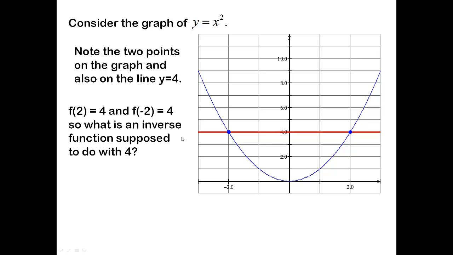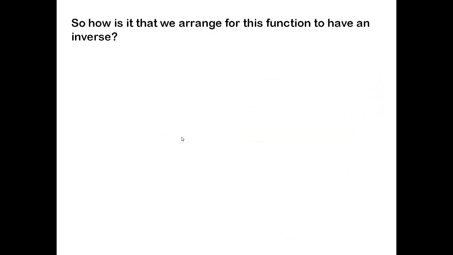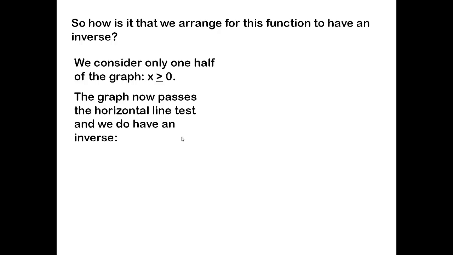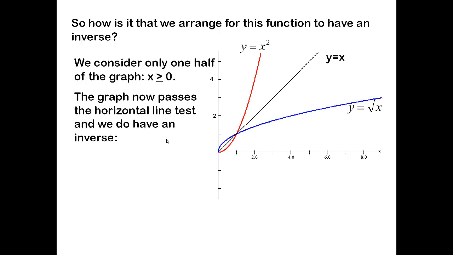So how in the world can we create an inverse function out of y equals x squared? Because clearly, y equals x squared by itself does not have an inverse. So how do we arrange for it to have an inverse? Well, we do it by restricting the domain. We'll consider only the part of the graph where x is greater than or equal to 0. If we limit ourselves to the right-hand portion of the graph, y equals x squared does have an inverse, and it is the square root of x.